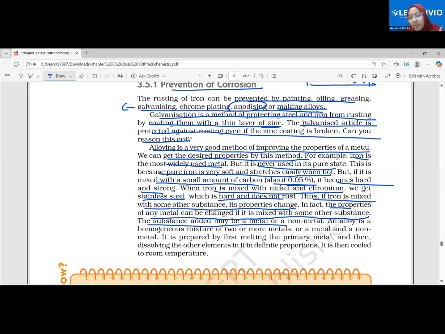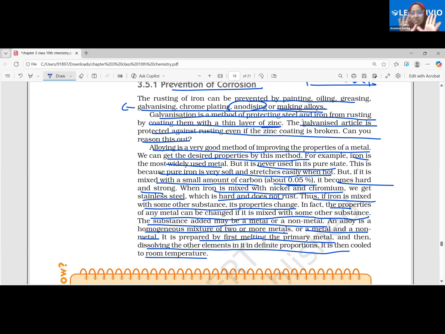The substance added may be a metal or a non-metal. An alloy is a homogeneous mixture of two or more metals, or a metal and a non-metal. It is prepared first by melting the primary metal and then dissolving the other element in it in definite proportions. It is then cooled to room temperature.